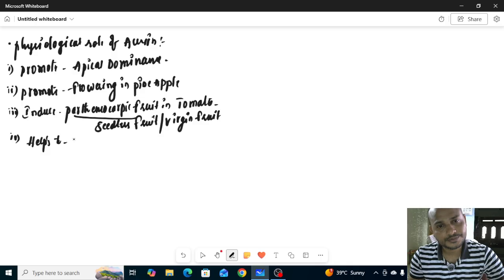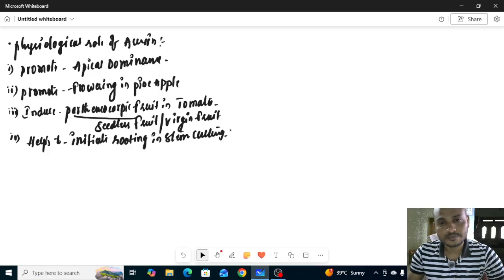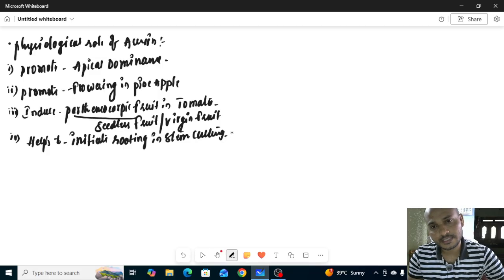Now coming to the fourth function, it helps to initiate rooting in stem cutting. So this method is widely used in agriculture and horticulture.